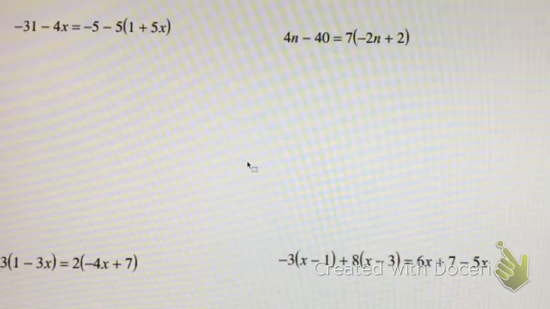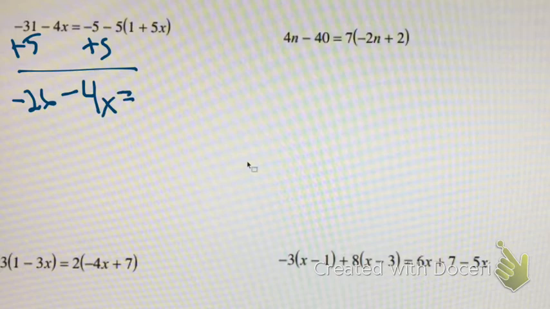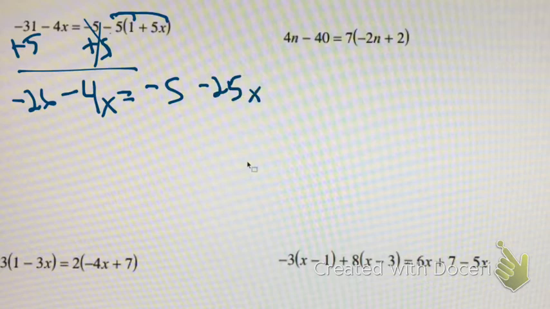Okay, next set. Same kind of idea here. We've got 2 more coming at us. So let's distribute first. And we've got a minus 5. Actually, I'm going to add that 5 to both sides real quick. Oops, wrong color. And then I'm going to distribute. So I've got minus 31 plus 5, which is negative 26 minus 4x. And over here, so I got rid of that 5, is going to be minus 5 times 1 is minus 5. And then if I distribute, minus 5 times 5 is going to be minus 25x.